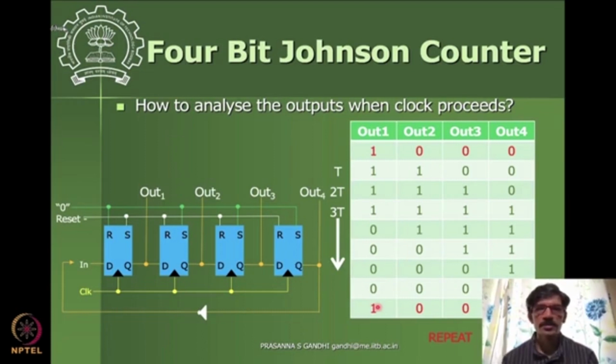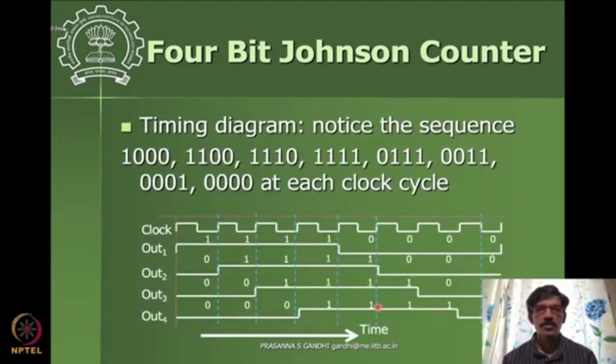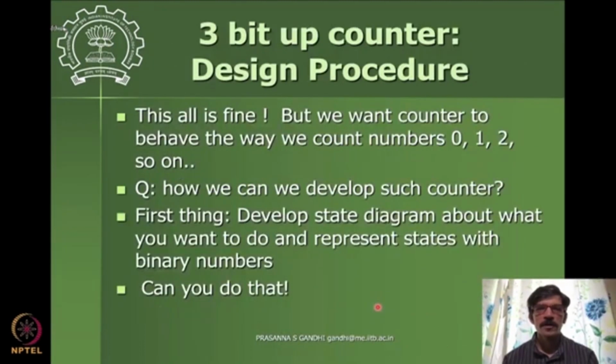Now the question is, suppose we want to count with 3 bits, but we want the output to be binary 0, 1, 2, 3, 4, up to 7 rather. So the 3-bit up counter will count 0 1 2 3 4, eight numbers in all. These are binary numbers. So how do we develop such a counter?